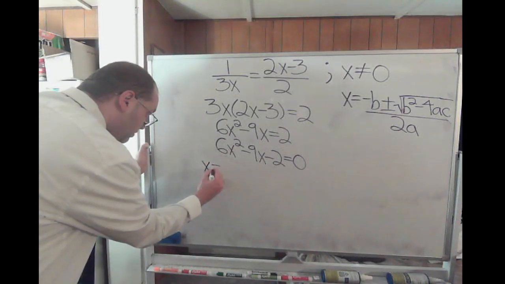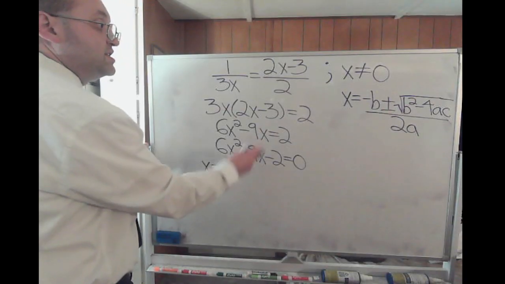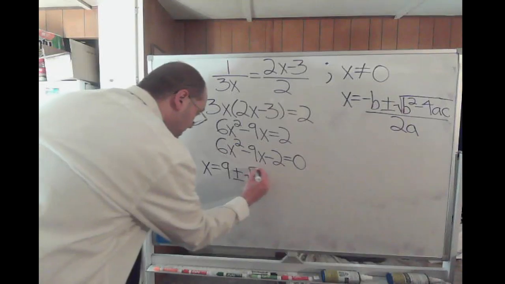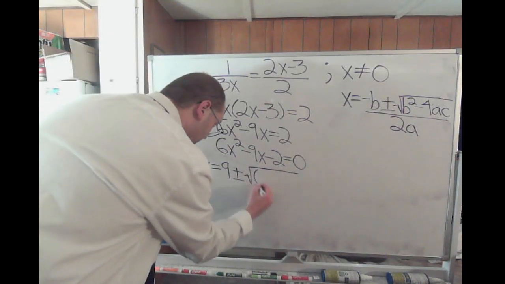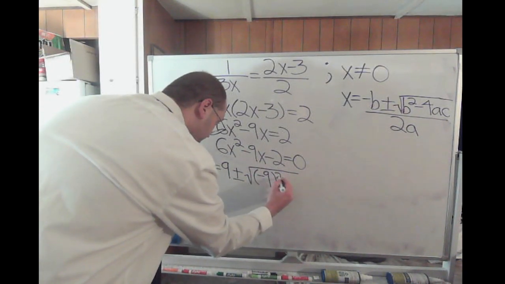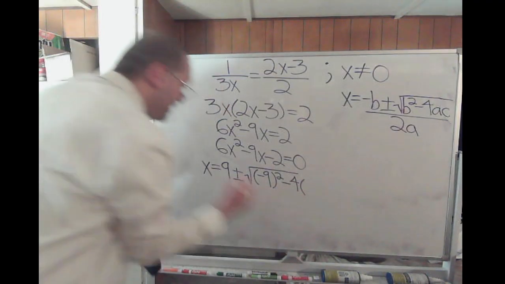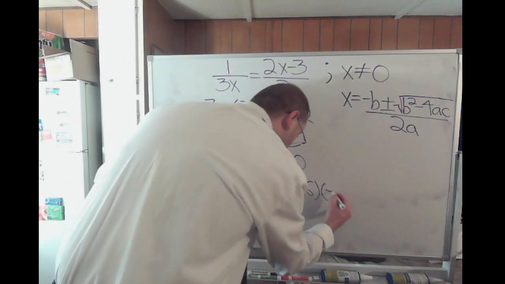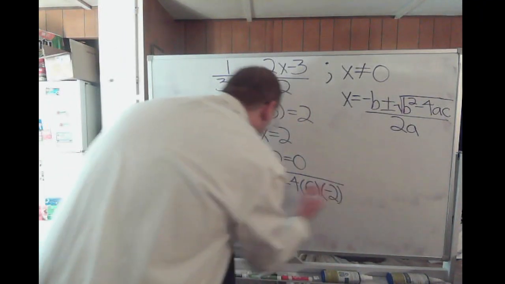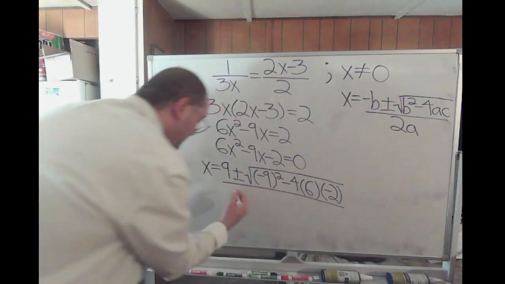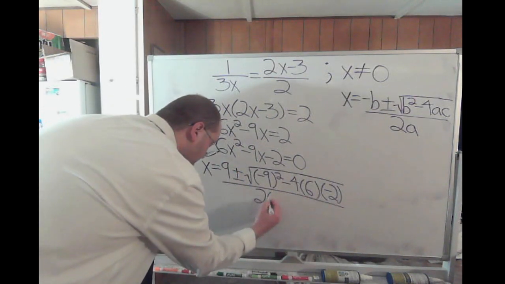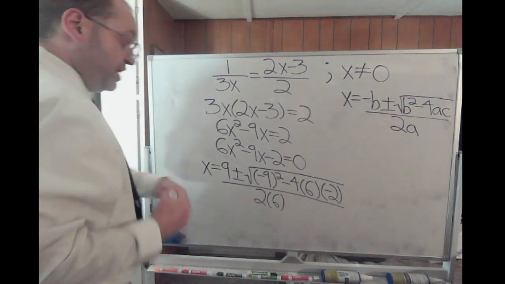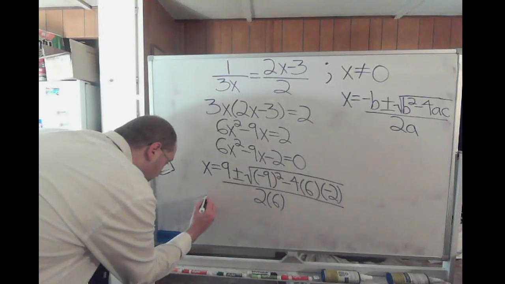x is going to equal, so b is negative 9, so negative 9, that's positive 9, plus and minus the square root of your b squared, that's going to be negative 9 to the second power, minus 4 times your a coefficient of 6 times your c coefficient of negative 2. All over 2a, well, your a coefficient is 6, so this would be over 2 times 6. Okay. So we've set up our quadratic step. Now let's go a little further with breaking this down.